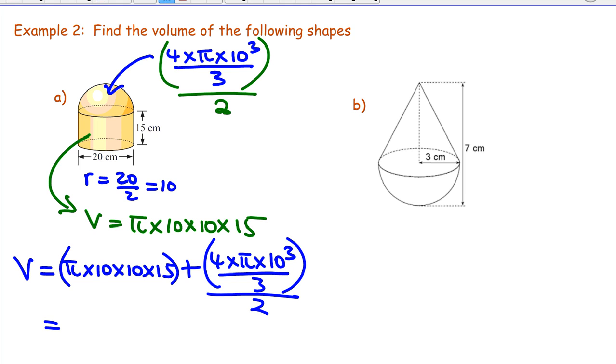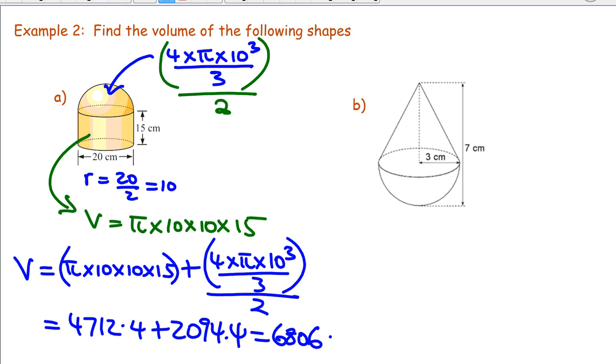And if you work this out, you'll end up with 4712.4 plus 2094.4, and that should give you 6806 centimeter cubed. All right.